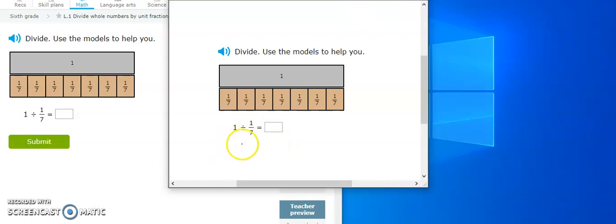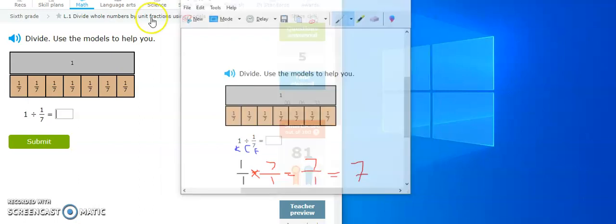I could still go back with this. I could say, okay, I'm going to keep, change, flip here. These numbers, knowing that that 1 is 1 over 1. Keep that the same. Instead of divide, change that to multiply, and then I'm going to flip 1 over 7. Instead of 1 over 7, it's going to be 7 over 1. And then just multiply across. 1 times 7 is 7. 1 times 1 on the bottom is just 1. So just like I guessed, or was able to figure out from counting, it is just 7 as my final answer.